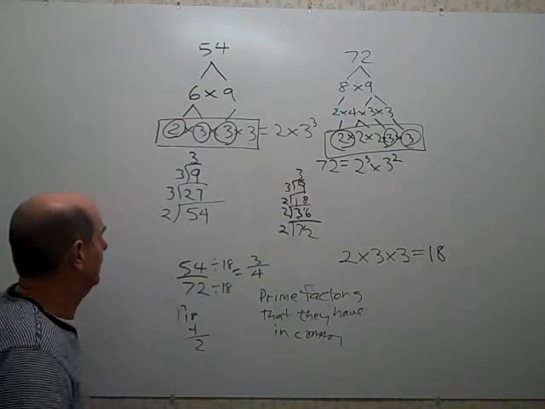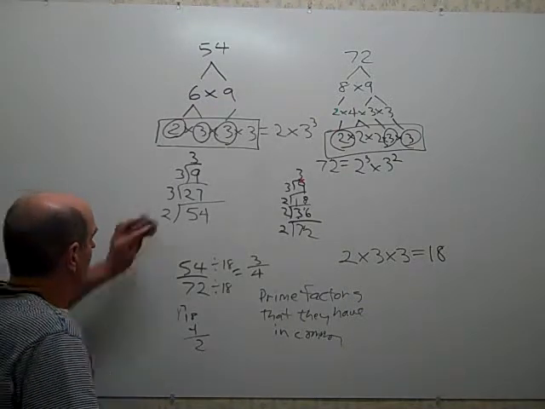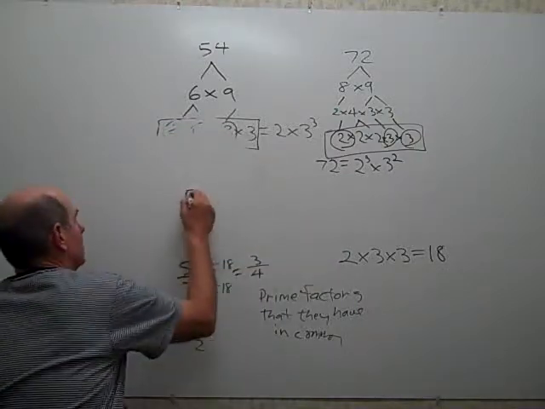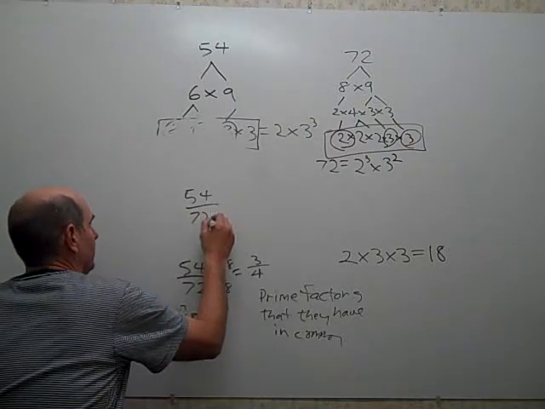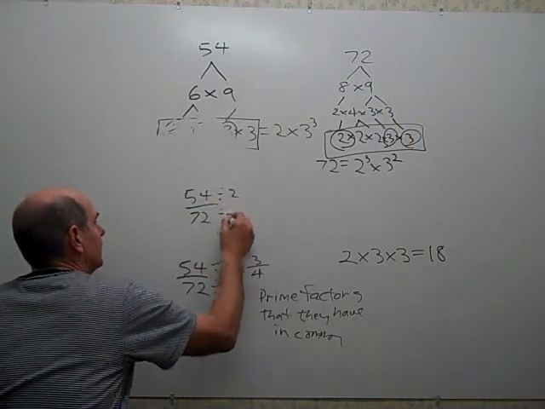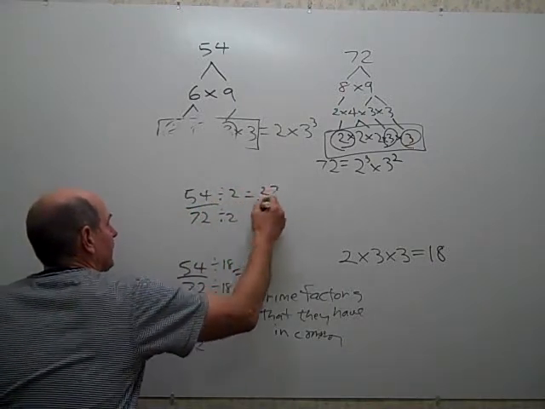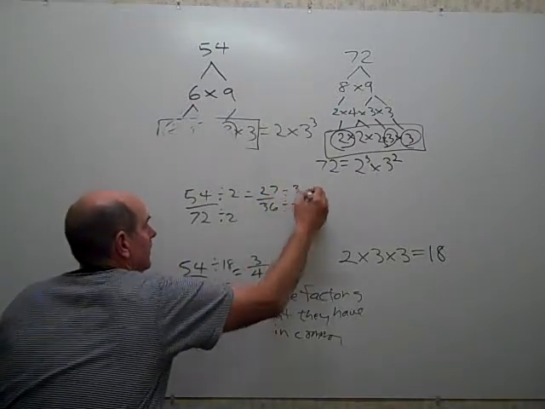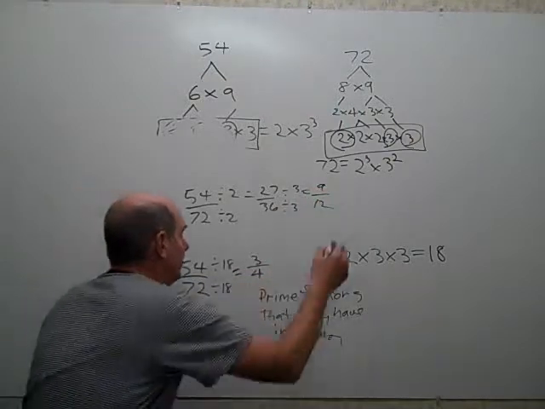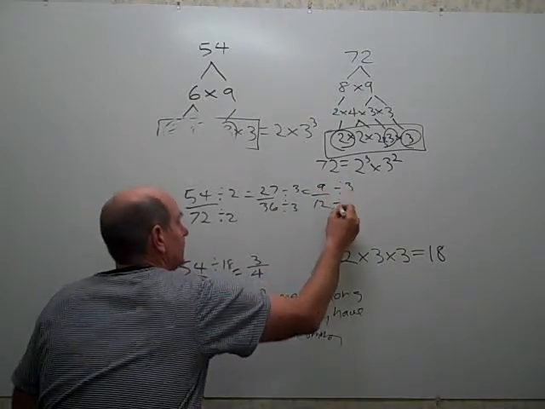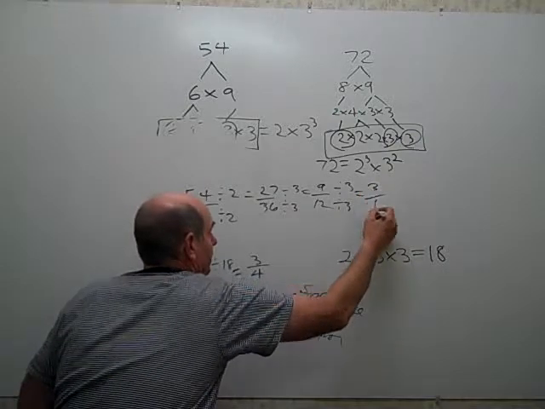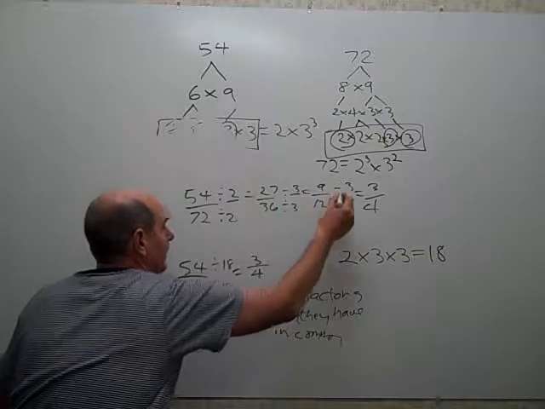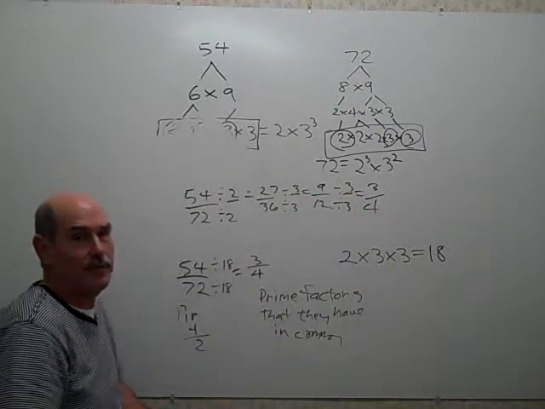Now, nothing wrong with just trying to whittle these down. I can divide 54 and 72 by 2. And here I get 27 over 36. Then I can divide this by 3. And I get 9 over 12. And then I can divide by 3 again. And I get 3 over 4, finally done. Well, what did I just do? I divided by 2, and by 3, and by 3 again, which is the same as dividing by 18.